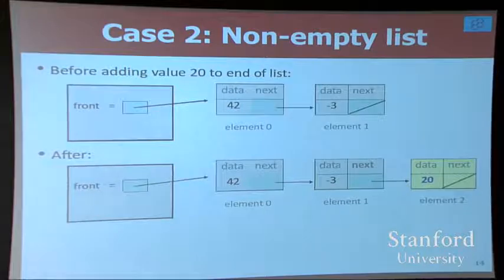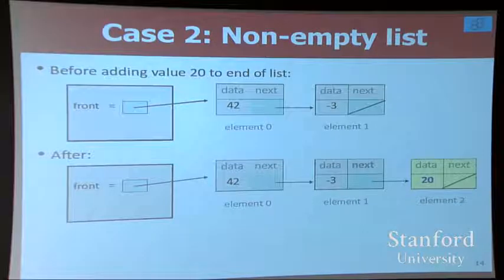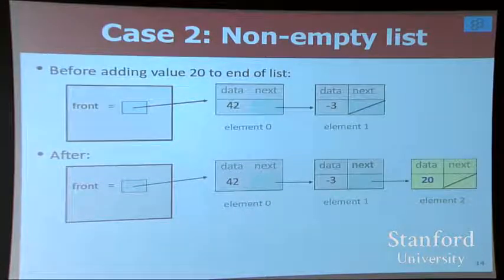It takes practice. We're going to do a ton of this stuff in section. This is some of the hardest stuff we do in this class, by the way. Linked lists are hard. Pointers are hard. Was there any other questions so far?